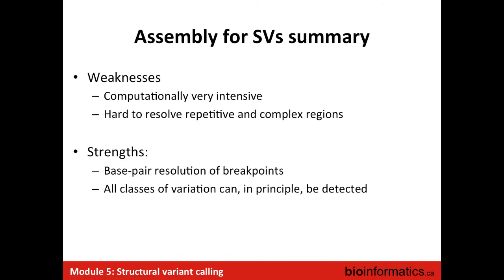So what are the strengths and the weaknesses of these methods? Weaknesses: computationally very intensive, especially for whole genome assembly, and sometimes it can be hard to resolve the result of your BLAST. If you are in a repeated region, you will have contigs that could map to different regions, so you don't know exactly what the region is. The strengths: you can have the best pair resolution of your breakpoint, and you can detect every type of SV.